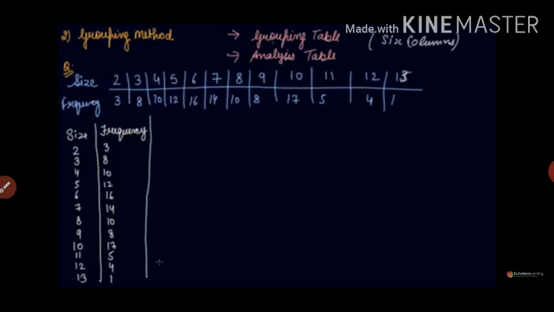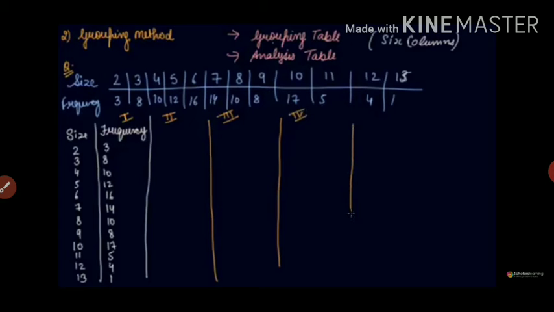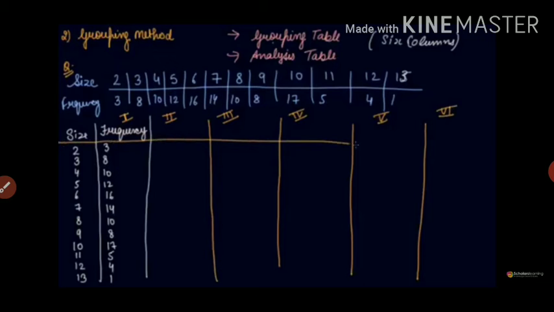Then you make the 6 columns. The frequency column is your first column. Then you make the second column, then the third column, then the fourth column, then the fifth column, and then comes your sixth column. Now what you do? Simply, in the first column, this is the simple frequency.